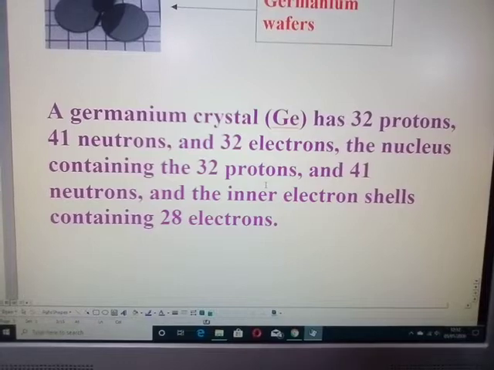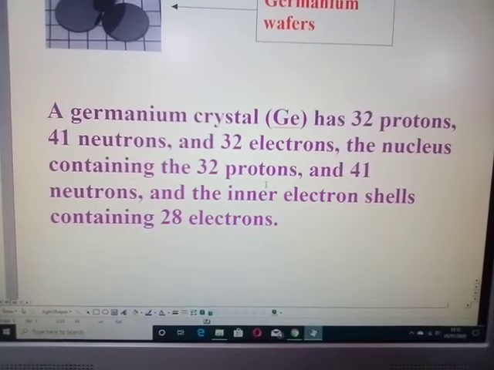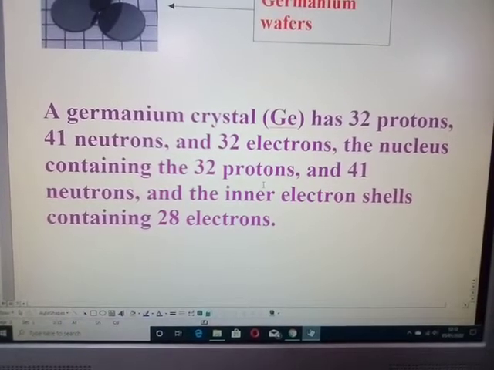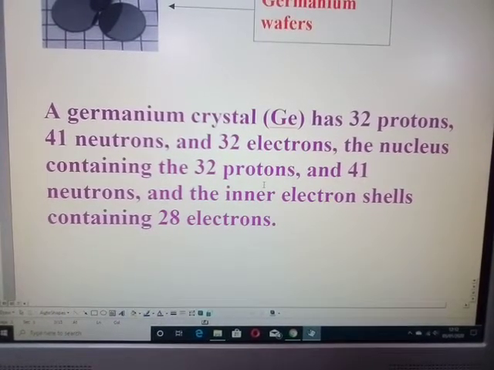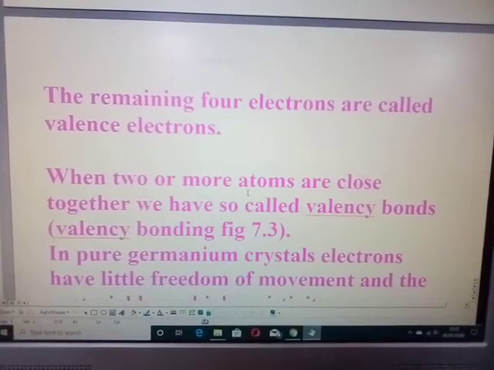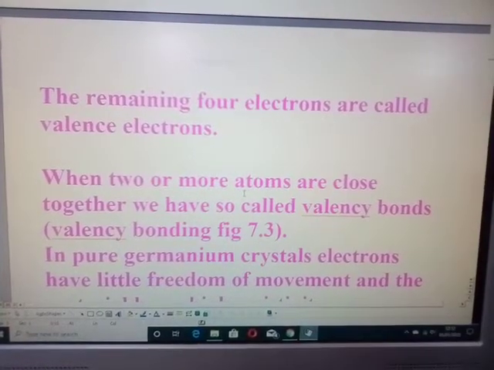But here I'm just giving you information on a purely informational basis on the background of the semiconductors which are in use. And please note there's quite a few, so this is by no means exhaustive. The remaining 4 electrons are called valence electrons.